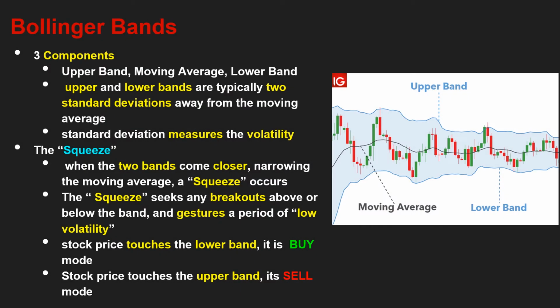Another popular technical indicator is the Bollinger Bands. It has three components: the upper band, the moving average, and the lower band. Bollinger Bands rely on standard deviation, which measures the volatility, and usually the upper and lower bands are about 2 standard deviations away from the moving average. The fundamental concept of Bollinger Bands is known as the squeeze. The squeeze occurs when two bands become closer together and they gesture a period of low volatility. Therefore, when the stock prices touch the lower band, investors see it as buy mode, versus when it touches the upper band, investors see it as sell.